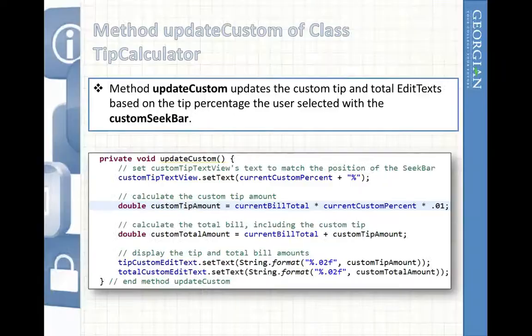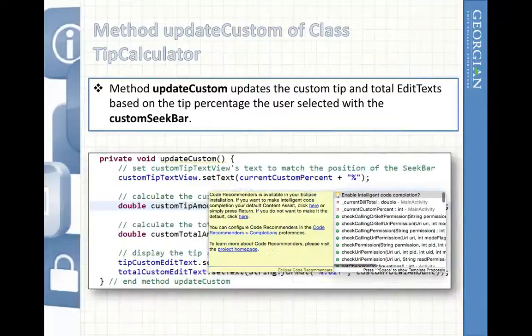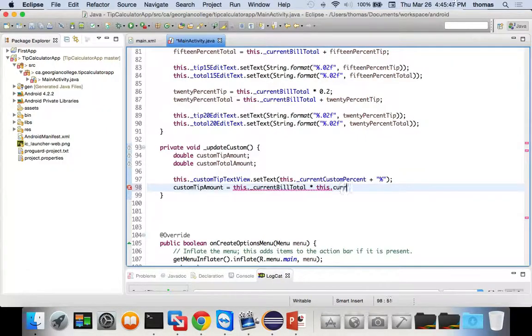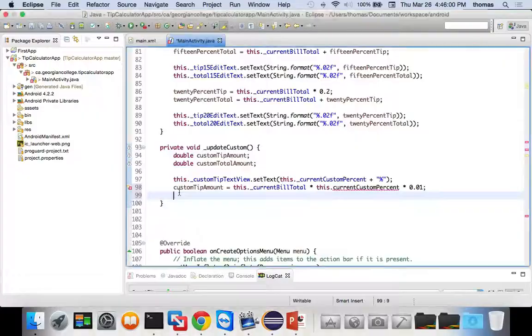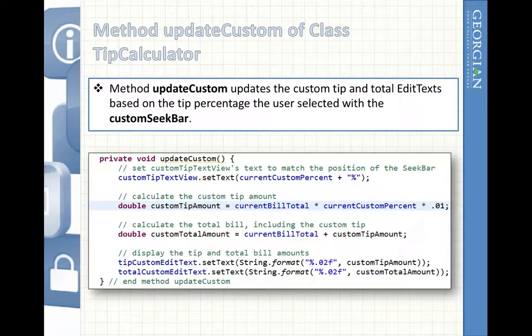And again, for those people watching online, I'm doing this because it's the right way to do it. This dot current custom percent times 0.1, or 0.01. And then it's custom total amount. Custom total amount is equal to the same thing, current bill total plus custom tip amount.